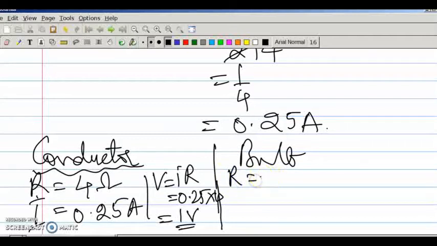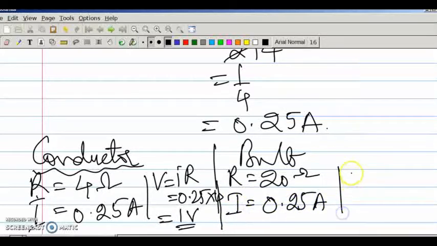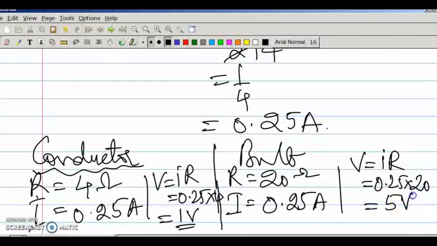R equal to, how much is that, children? That's 20 ohm, and I is the same current, 0.25 ampere. So we'll calculate V equal to IR, the potential difference. What is I, children? It is 0.25 into R is 20, so that will become 5 volts. So there we are, children. We have calculated the requirement.